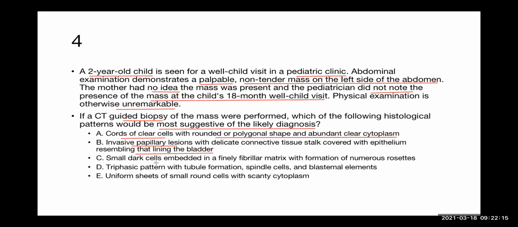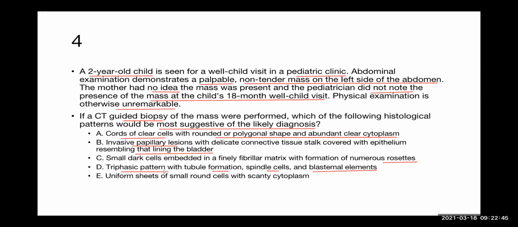A small dark cell embedded in a finely fibrillar matrix with formation of numerous rosettes. This rosette formation is the hallmark of neuroblastoma. Neuroblastoma occurs in a relatively younger baby, still younger than that. Triphasic pattern with tubule formation, spindle cell, and blastemal element. This is the histopathology of Wilms tumor.